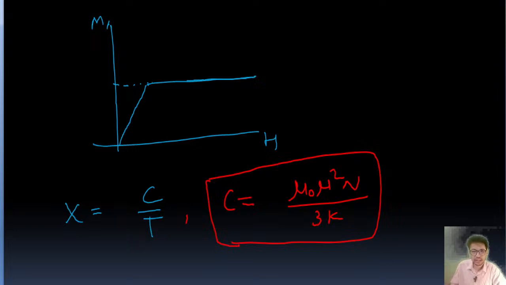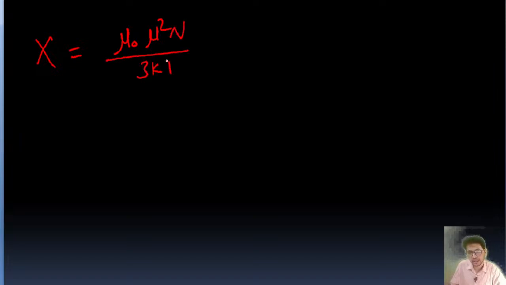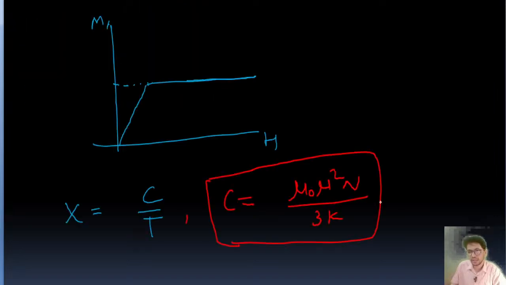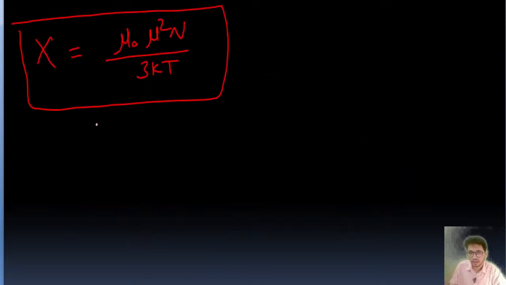So if you put in the value, chi is going to be mu 0 mu square n upon 3k T. This value is very important. The value of this is called the Curie constant.